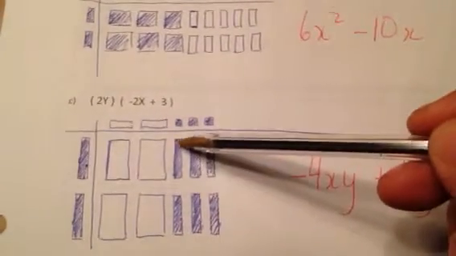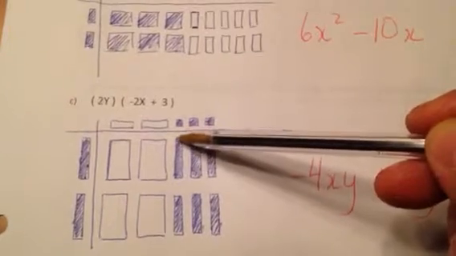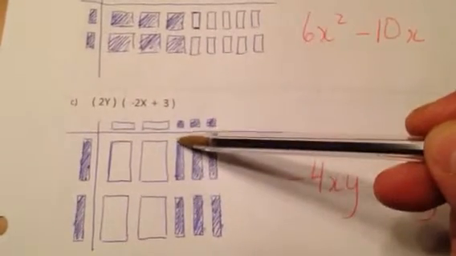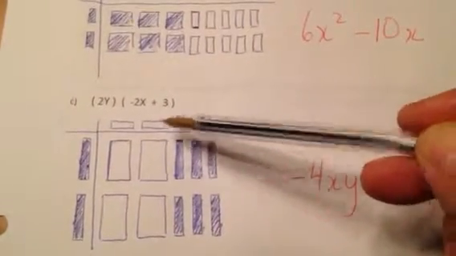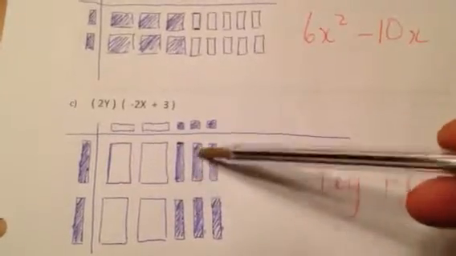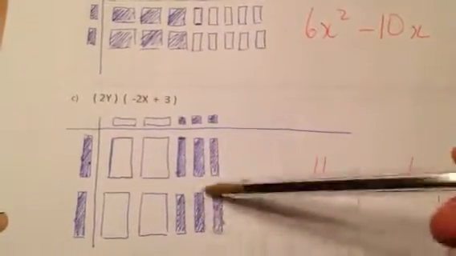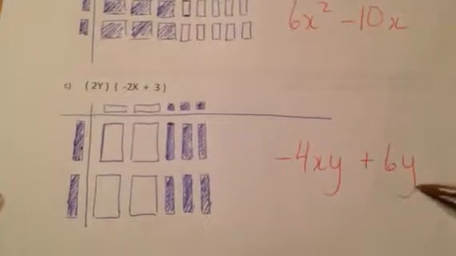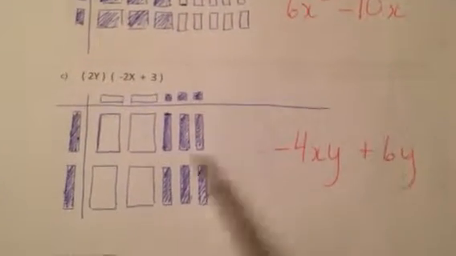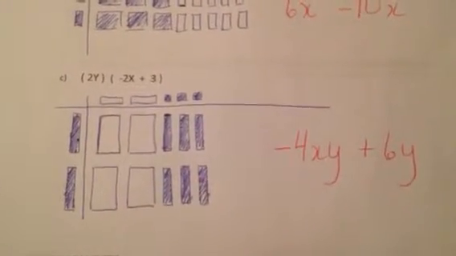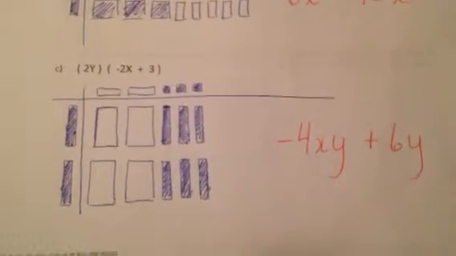Here we have a y, we need a shape that's y long by 1 unit wide. A positive with a positive, these are positive y tiles. We have 3 here, 3 here. So altogether we have 6y tiles, positive 6y. There's our answer in the T-P, negative 4xy plus 6y.